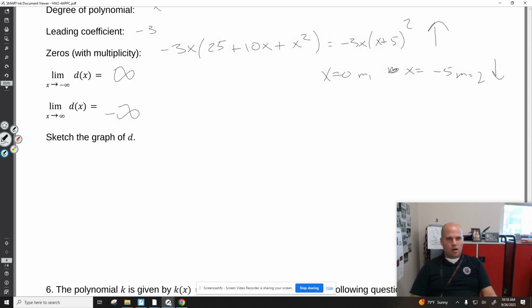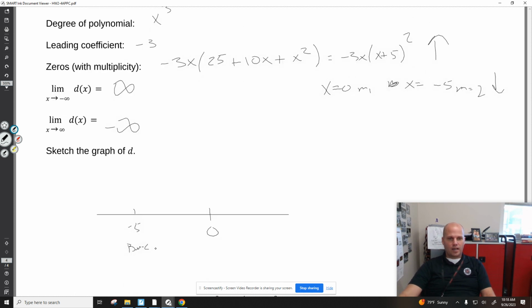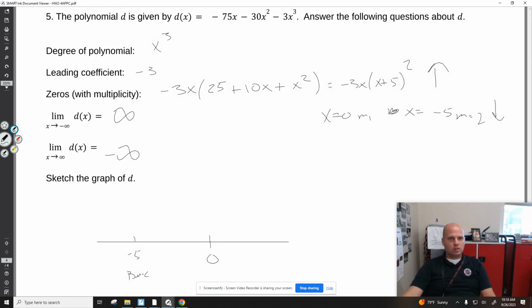We know that our multiplicities of 2 are bounces. So at -5, we're going to have a bounce. X equals 0 is going to be just a pass through, a sign change. We're not going to change signs on bounces. That even power prevents that. Squaring things will always have the same sign depending on the leading coefficient.